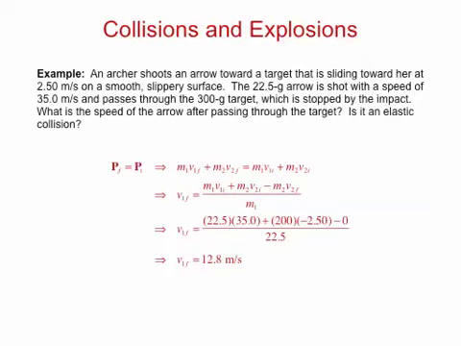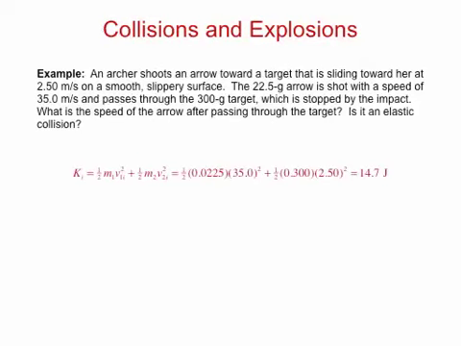Okay, now let's determine if the collision was elastic. Clearly not, since both the arrow and the target slow down as a result of the collision. But to make it concrete, let's calculate the kinetic energies. The kinetic energy before the collision is the sum of the kinetic energies of the arrow and the target before the collision. Plugging in numbers gives an initial total kinetic energy of 14.7 joules.